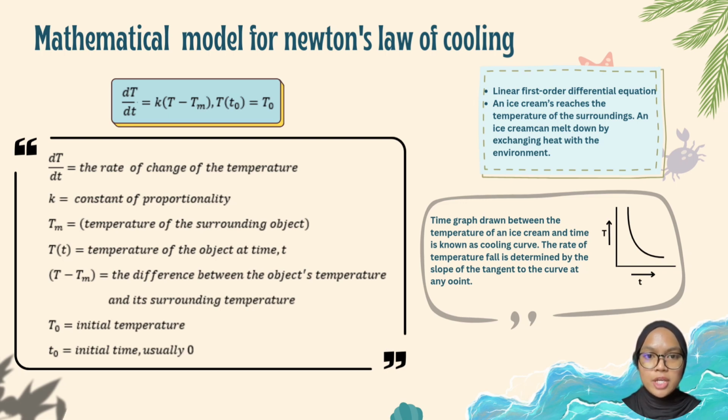The temperature of many objects can be modeled using a linear first-order differential equation, like in this case, when an ice cream is left outside the freezer, it will gradually melt. The graph of the temperature over time of an ice cream is known as a cooling curve. The rate of temperature change is determined by the slope of the tangent to the curve at any point.